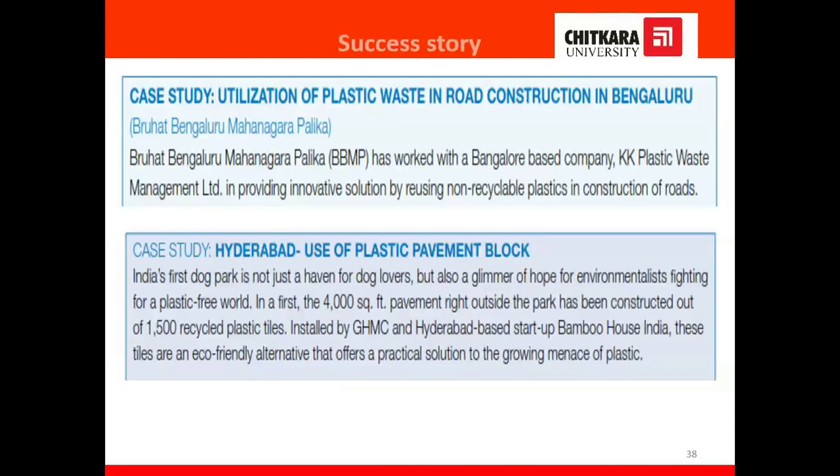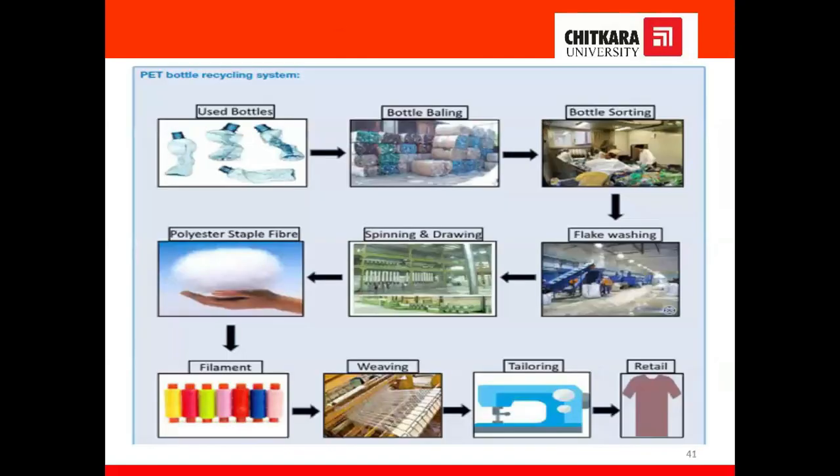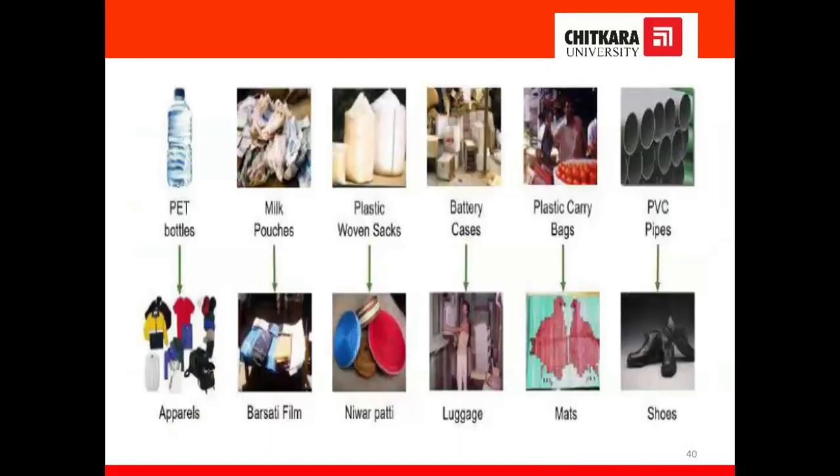So these are some success stories, like utilization of plastic waste in road construction in Bangalore and Hyderabad, and use of plastic pavement blocks. These are some flow charts showing how plastics are being used for the construction of roads. Different processes are given. These are the recycling processes of different plastic bottles, milk pouches, cans, and other things, and how materials can be developed, like apparel, films, luggage, mats, and shoes. These are some materials which have been derived from plastic waste.